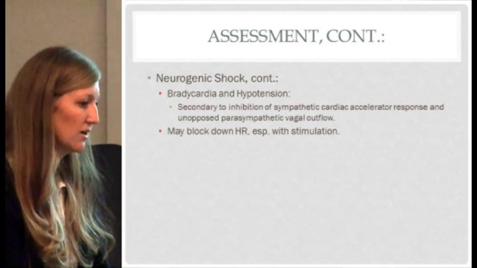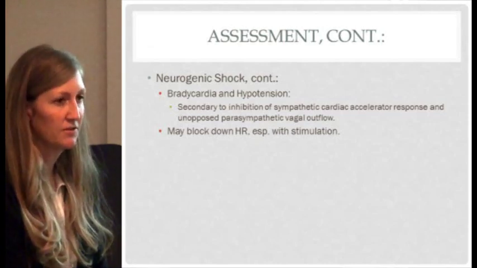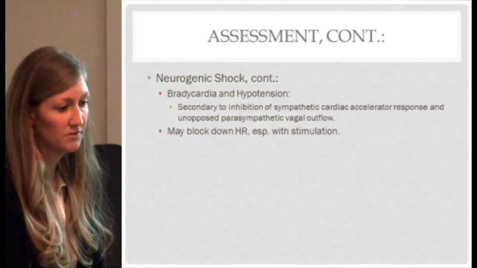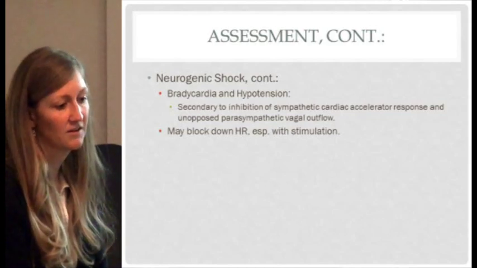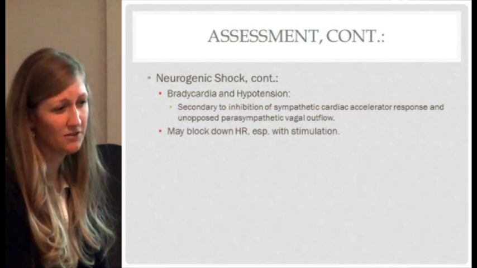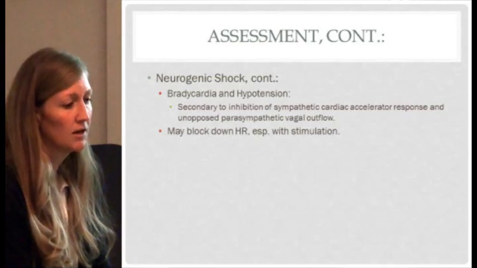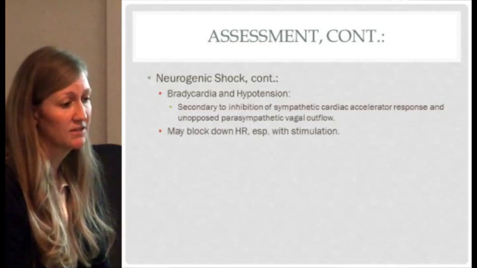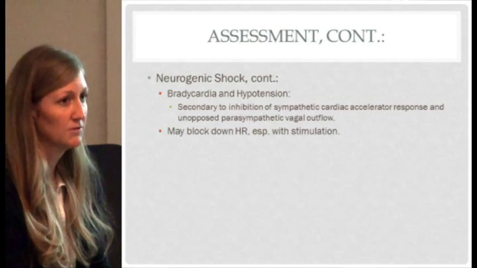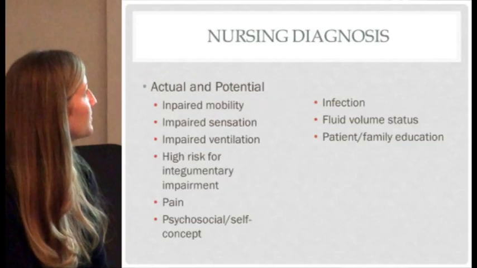So, like I said, bradycardia and hypotension, because you have that inhibition between the sympathetic and parasympathetic flow. Okay. So, an example of these patients, not necessarily shock, but spinal cord injury patients, can vagal, they can block down their heart. They can vagal down pretty easily with stimulation, suctioning, coughing, those kind of things.